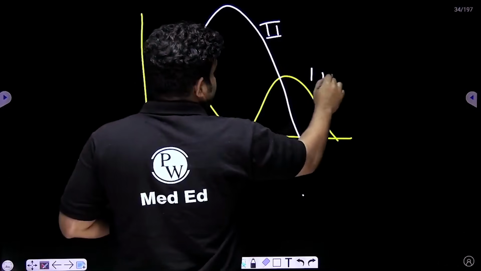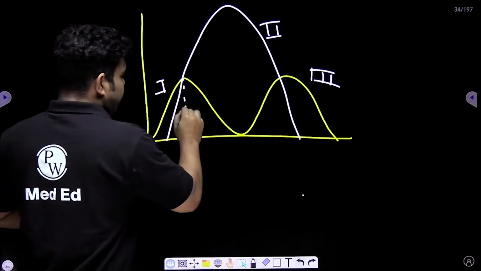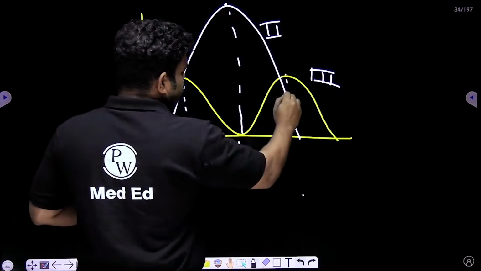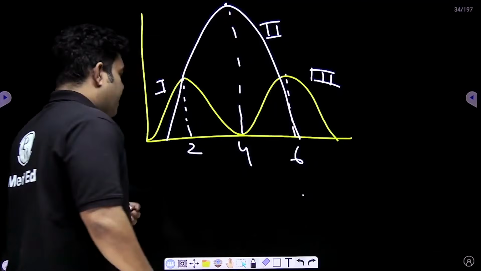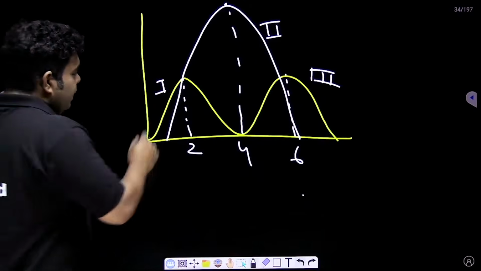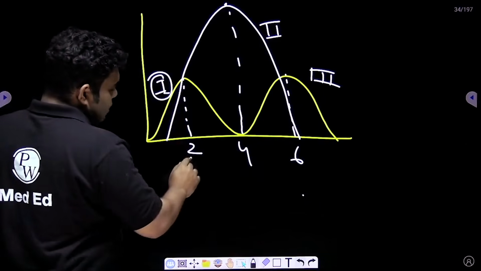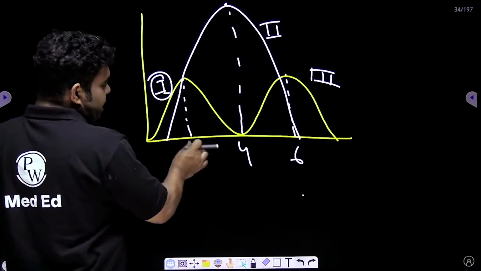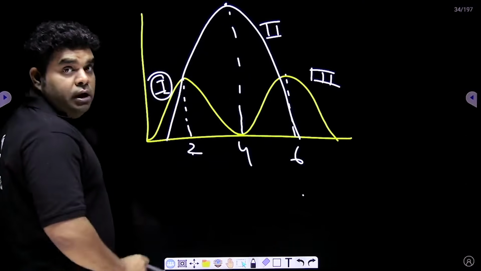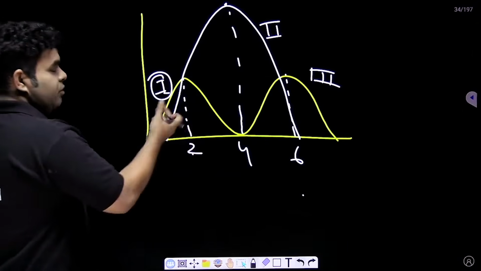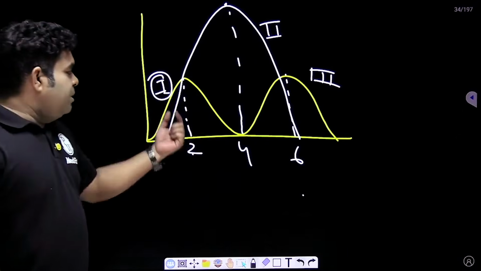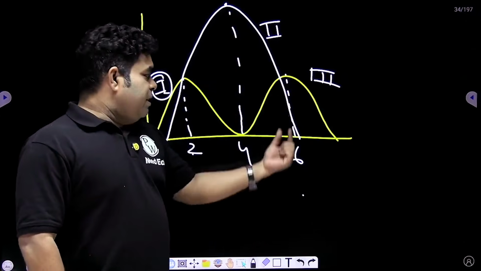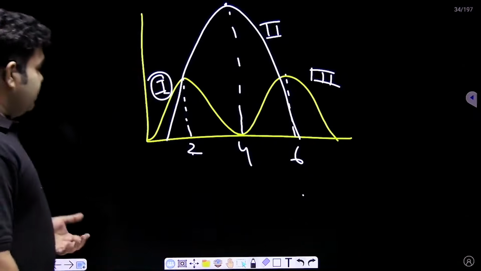They are not the same curve. If you look at the center point here, it is 2. Center point of second is 4. Center point is 6. So in case of curve 1, 2 is the mean, median, and mode because it's a symmetrical curve. So middle point is the mode, 2 is the mode, median is 2, and mean is also 2. So in the first mean, median, mode, all are 2. In the second mean, median, mode, all are 4. In the third mean, median, mode, all are 6. So these are the 3 different curves.